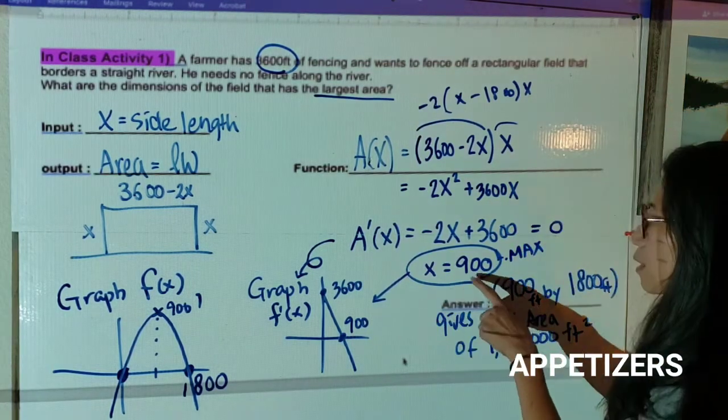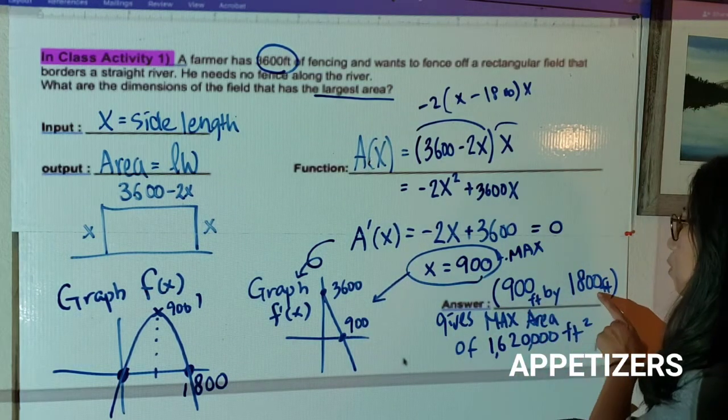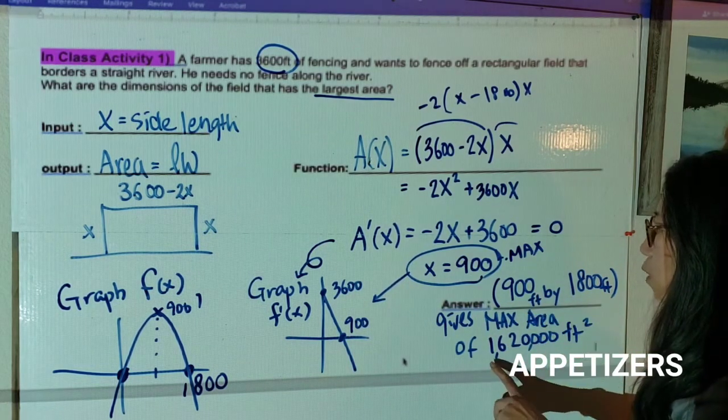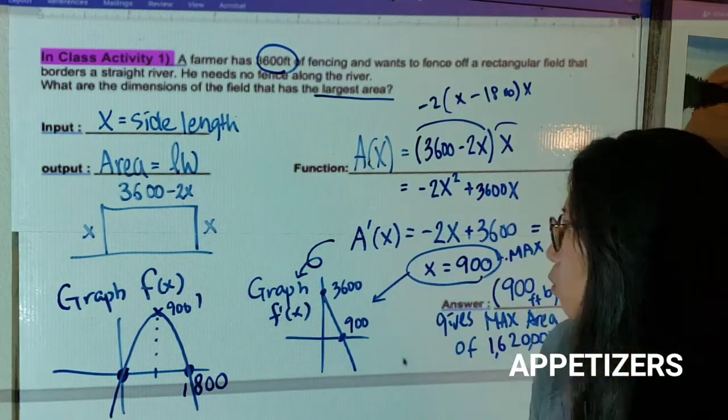And therefore I proved that it's a maximum, and plugging 900 and 1800 will give me the max area of 1,620,000 feet squared. Okay, so that's the answer.